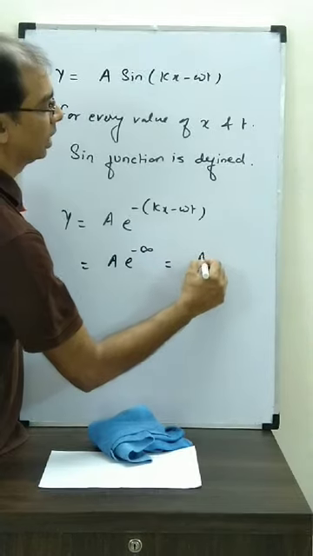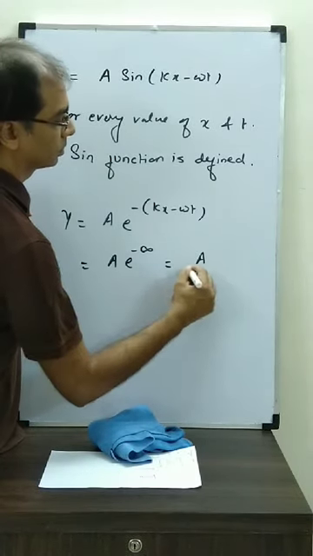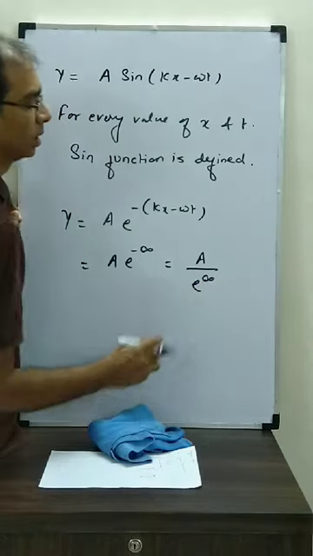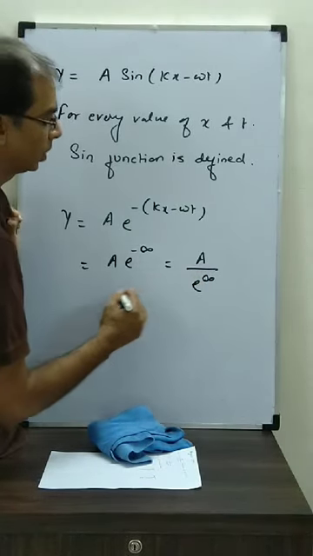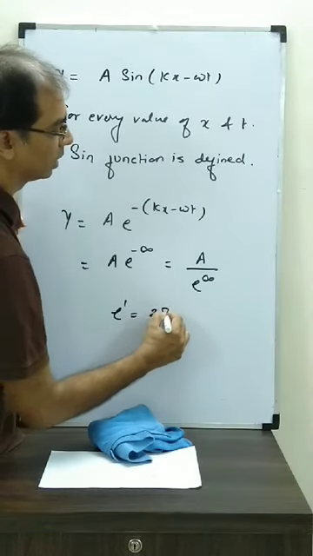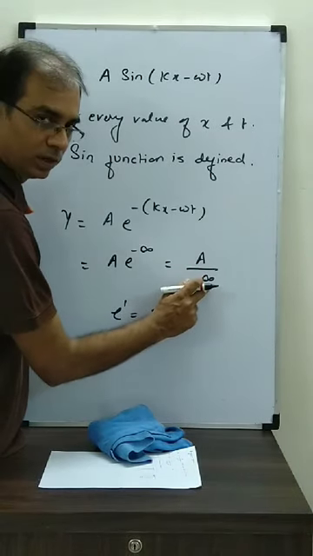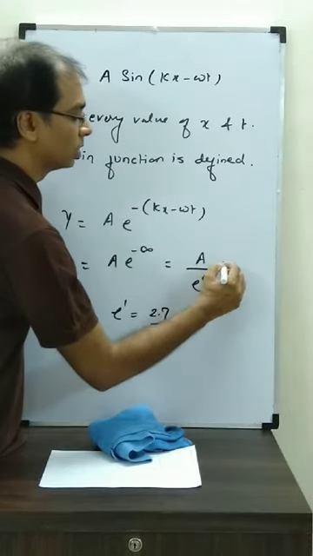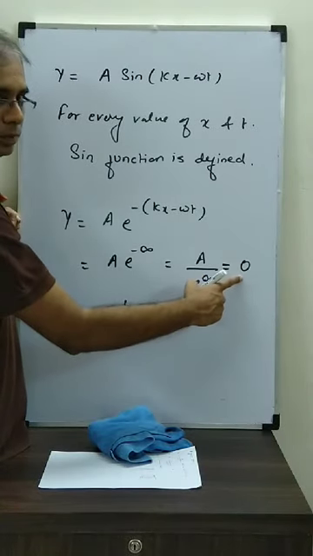That means this becomes a by e to the power infinity. Now e to the power infinity means infinite. Why? Because e is actually the exponential factor, and e to the power 1, its value is 2.7. So if you do 2.7 to the power infinity, it will be infinity only. So this function will be defined. Its value will come as 0.